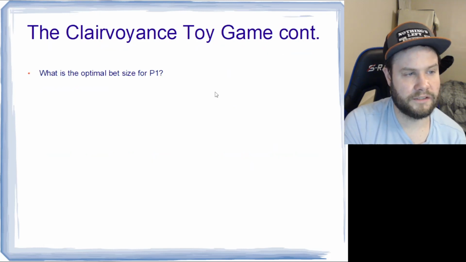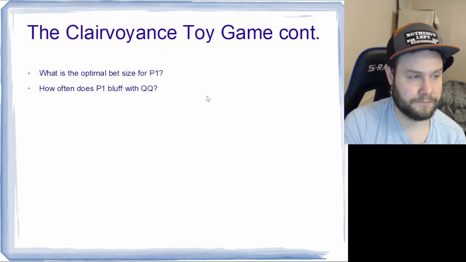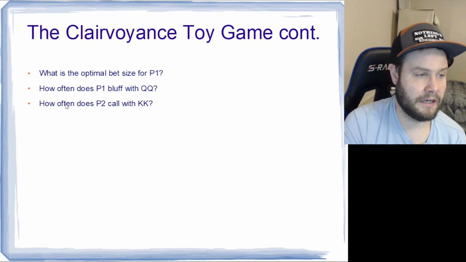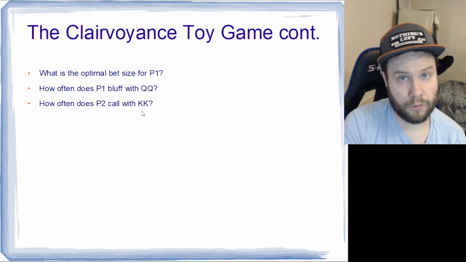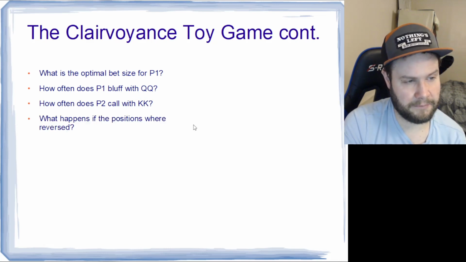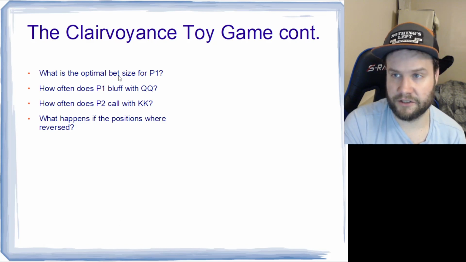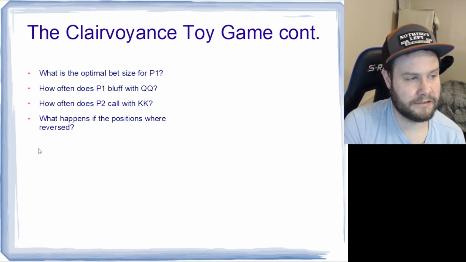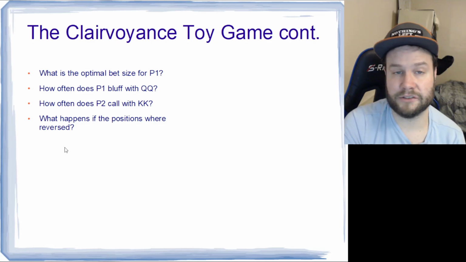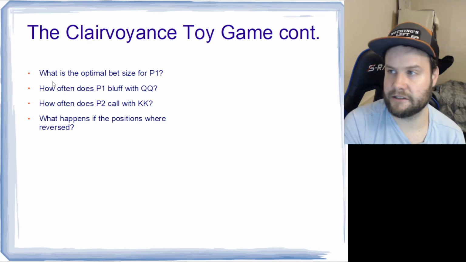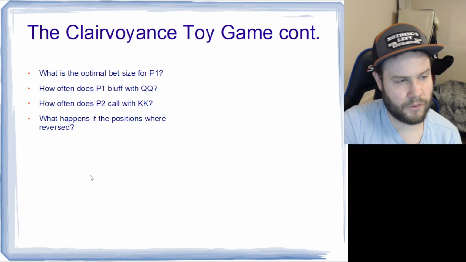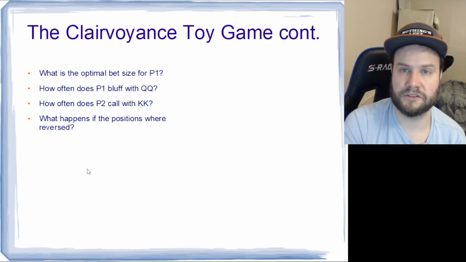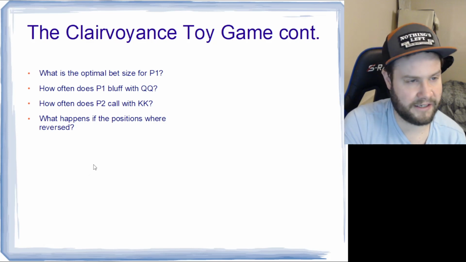All right, so what is the optimal bet size for player 1? How often does player 1 bluff with queen? How often does player 2 call with king? And what happens if the positions were reversed? All right, so these are the questions we're going to be asking and answering. They've been asked. There they are. So let's answer these questions while we also will be calculating the EV, which was the core question, the initial question that we were being asked.